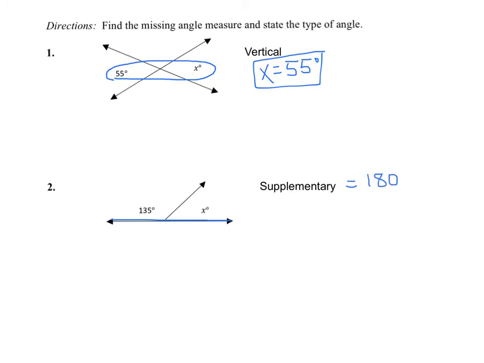So we are going to set up an equation here. We have 135 as one angle. Here's our one angle. So we have 135, and we are going to add that to our second angle, which is x. And we're going to set that equal to 180 degrees. We'll set up an equation. Our next step is to get rid of 135, so we're going to subtract it from both sides.